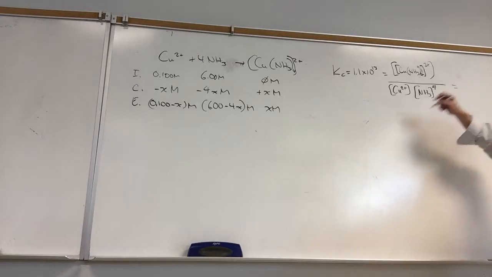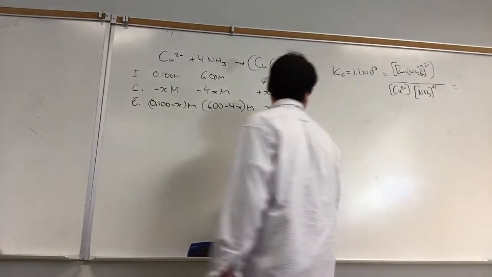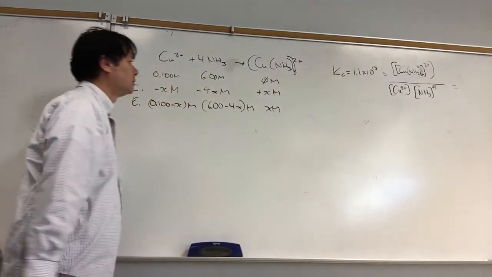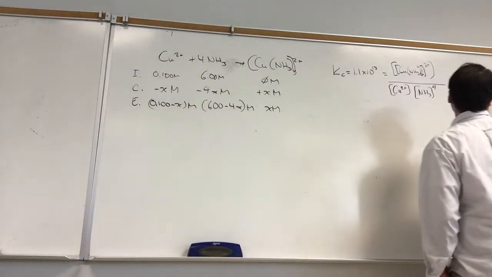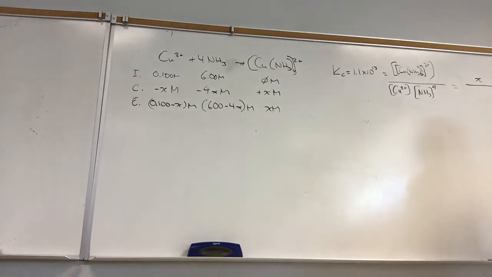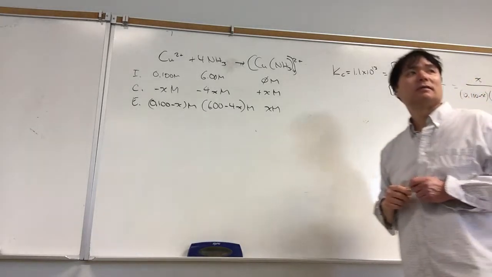All right, then we plug these in because we now have a way to solve for x and what x is. And so the complex is x. Here I don't bother with the units. Over there, I'm going to keep track of the units. Over here, I don't. So this is going to be 100 minus x. And then this is going to be 6.00 minus 4x to the 4th power. Is that what everybody got?